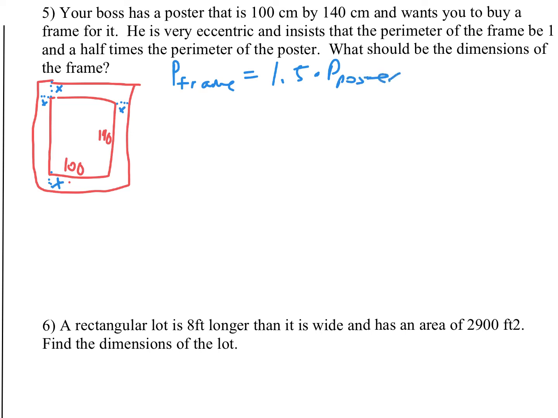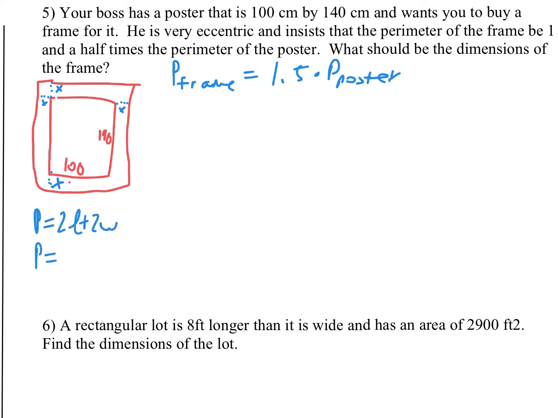And so what I would do here is I would first find the perimeter of the poster, since that's kind of a known thing here. So remember, for the perimeter of the poster, I can do perimeter equals 2L plus 2W.